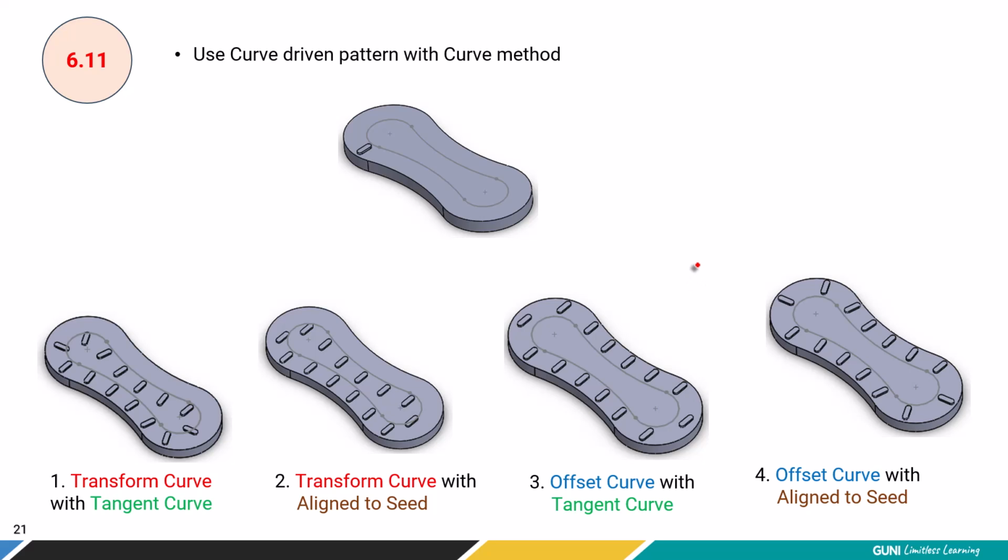Now in exercise 6.11, we are going to explore all these four options, that is the curve method options of transform curve and offset curve, along with the alignment methods called tangent and align to seed. So in this figure, in the exercise, we are going to pattern this feature along the curve and see the outcomes with the combination of these four options.